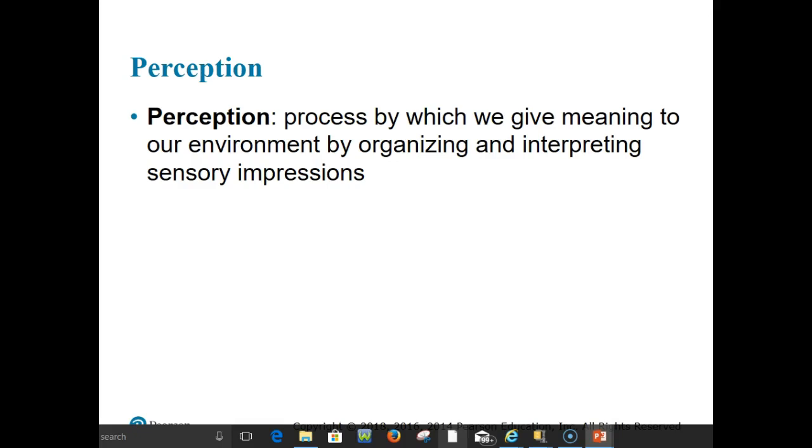Now, perception is the process by which we give meaning to our environment by organizing and interpreting sensory impressions. So think about if you were to provide some type of an analysis on someone because they're exhibiting certain attributes, but maybe your perception was off. Okay, so having an understanding of perception and what it is is highly important. And just know it's the process by which we give meaning to our environment by organizing and interpreting sensory impressions.